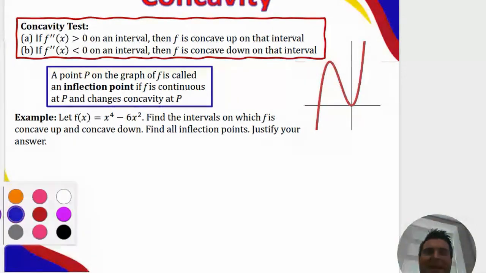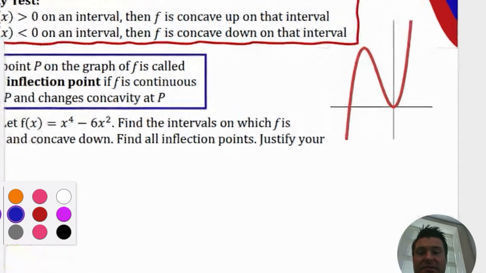We're going to talk about concavity today, which deals with the second derivative and anything to do with the second derivative, such as inflection points as well. So let's get right into it by learning what the heck concavity is first.